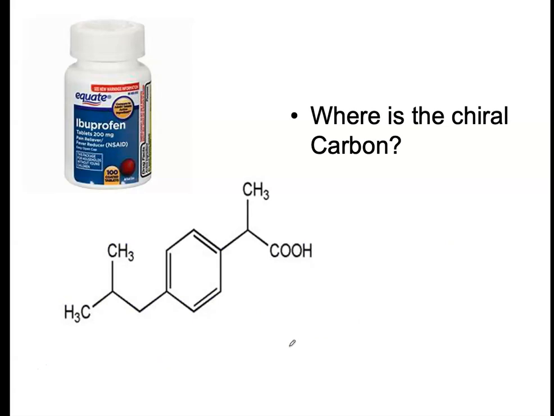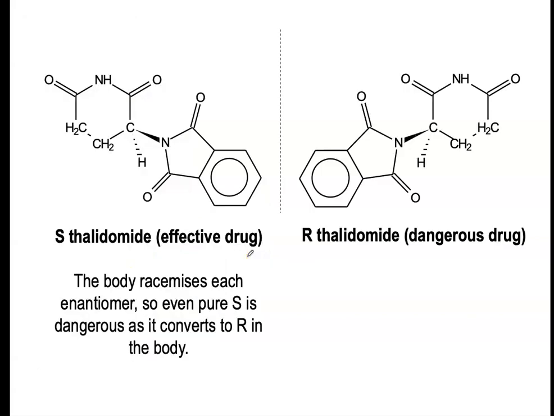Again, can you see where the chiral carbon is for ibuprofen? It can't be this carbon because it's got two hydrogens there. This carbon here, I'm going back to it, has two CH3s. So if we look at this carbon, it has a CH3, one. It has COOH, two. All of this is the third group, and then there's a hydrogen there, which is the fourth group. So that's your chiral carbon.